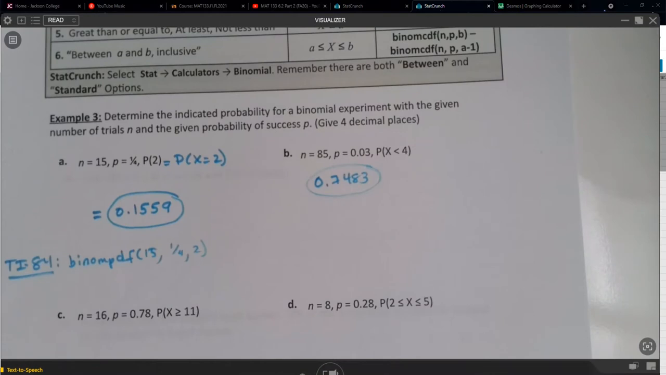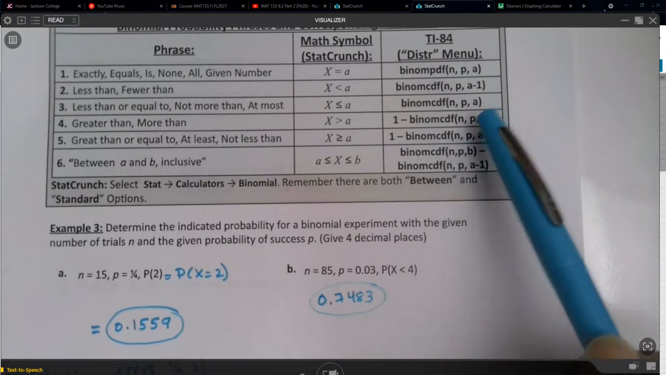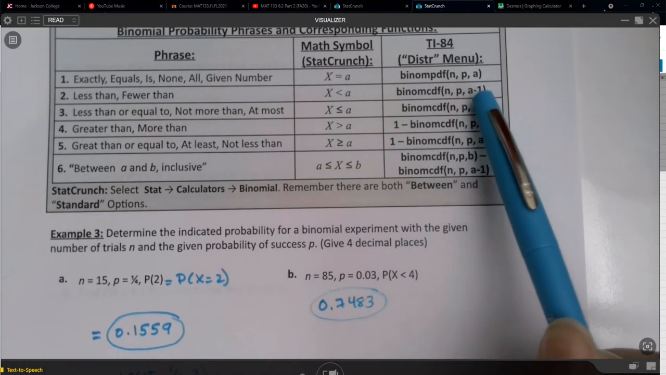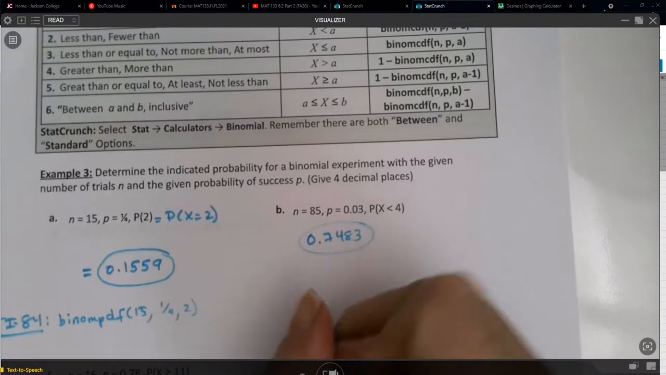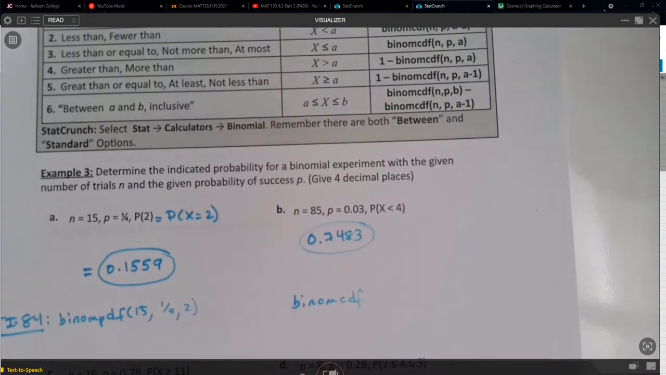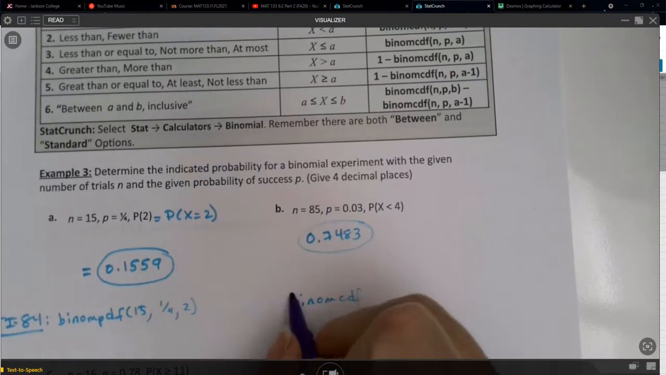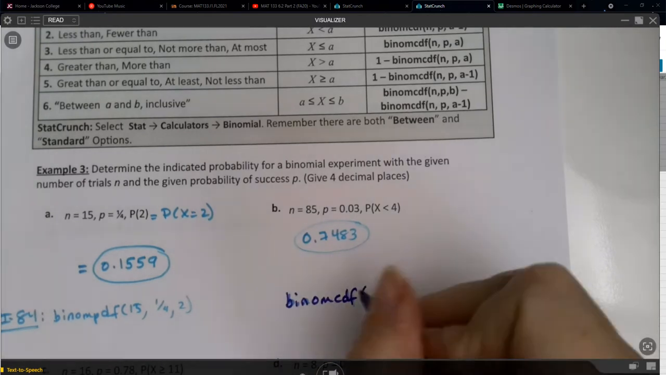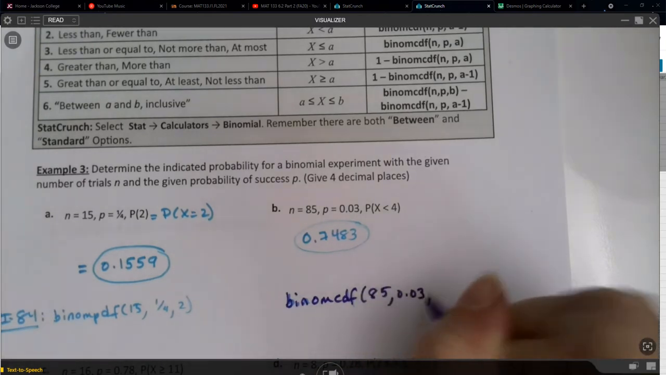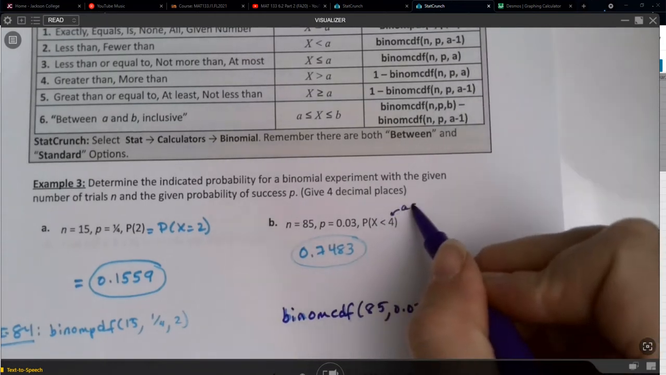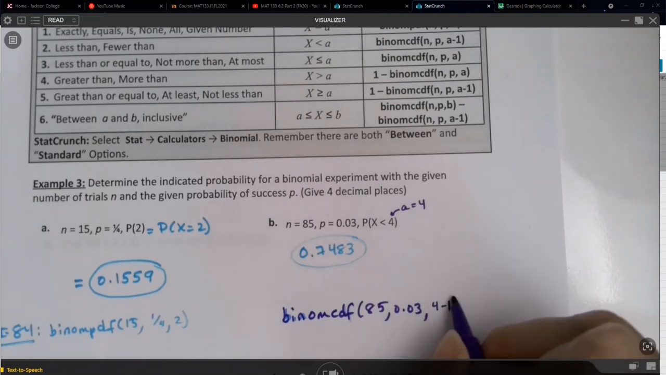Oh, my pen is dying. Sorry about that. Okay, so if you were going to use it on the calculator, it really needs all this extra work. So we're doing a fewer than, which is a binomcdf, and you have to do a minus 1, just like it says. So we would go binomcdf. Sorry, I have to switch pens because that pen is completely dying on me. All right, so binomcdf, you'd say 85, .03, and then it tells you to use A, take away 1. So A for us is 4, so you'd use 4, take away 1, aka 3.